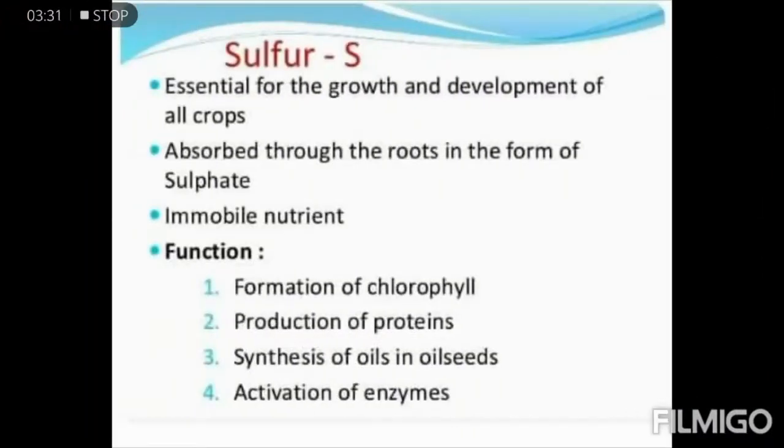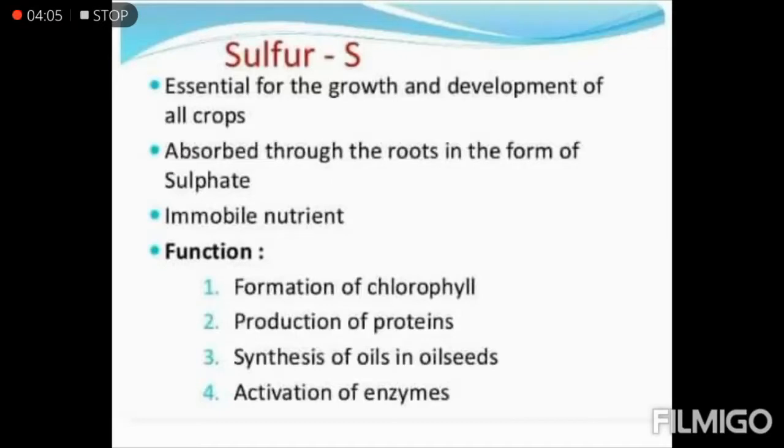Now the last macronutrient is sulfur. Sulfur is also a macronutrient. It is present in the soil, essential for the growth and development of all crops, and absorbed through the roots in the form of sulfate. It is an immobile nutrient; like calcium, sulfur is also an immobile nutrient. This mobility and immobility of the nutrients depends on the plant, not on the soil to plant movement. It depends on the plant whether it is mobile or immobile.